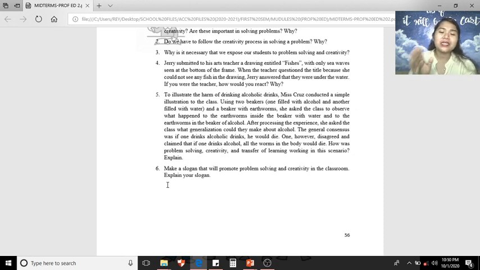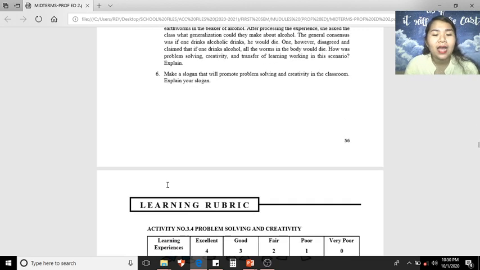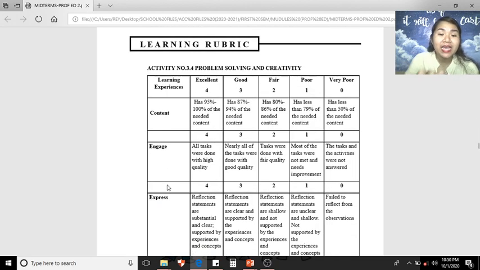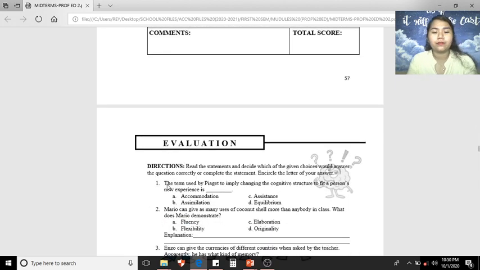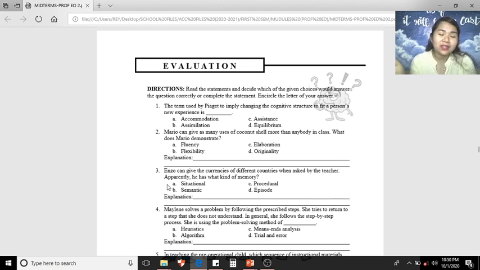So, since this is the last lesson for Chapter 3, kailangan din, please be guided with the learning rubrics for engage and express. Ito yung inyong learning rubric. So, evaluation. Again, ito ay yung multiple choice type of test wherein ito ay situational. You are to choose the best answer. You are to encircle the answer.